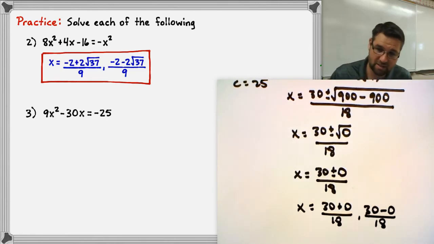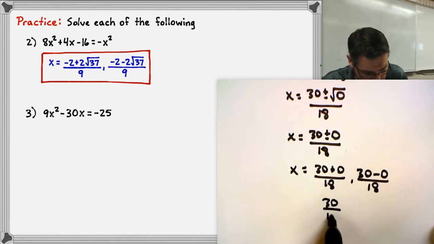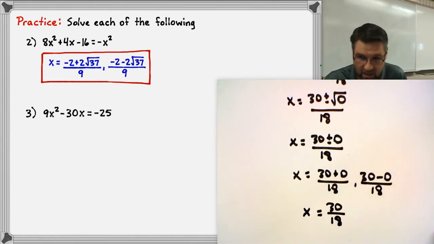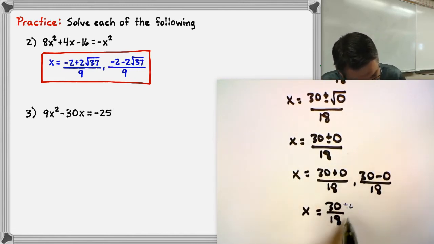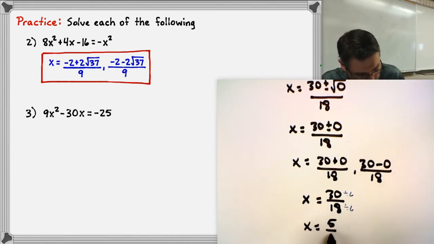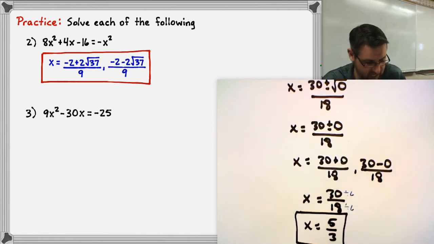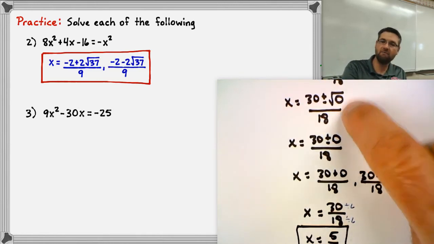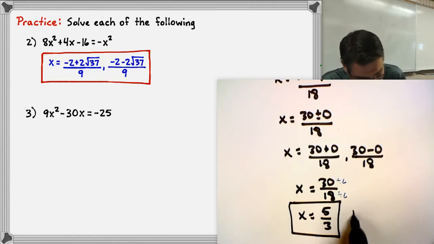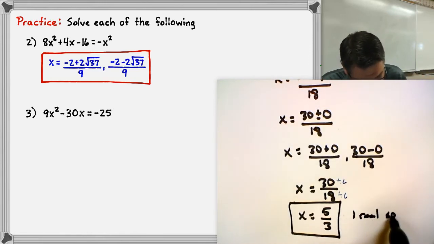Well, guess what happens? These answers are the same. 30 plus 0 is 30. 30 minus 0 is 30. So we only get one answer out of this. We can reduce that now. We can divide both the top and the bottom by 6. And so we end up with x equals 5 over 3. We get one answer in this case because we took the square root of 0. There's only one square root of 0, right? And so we would say in this case we have one real solution here.